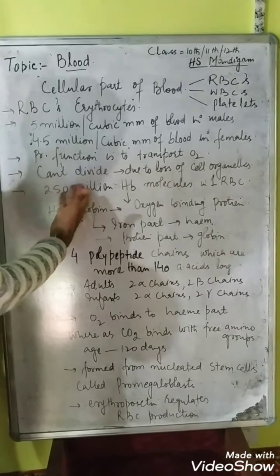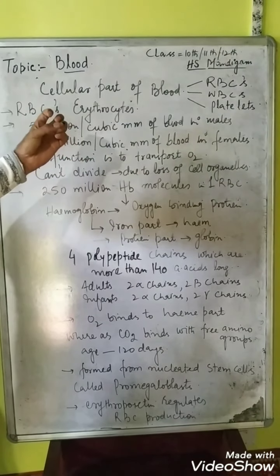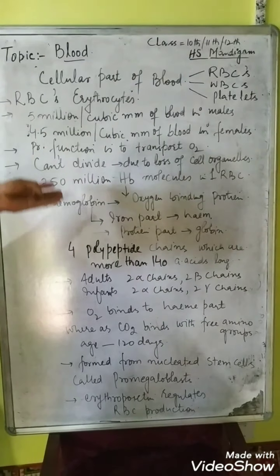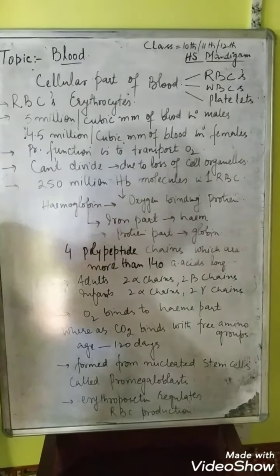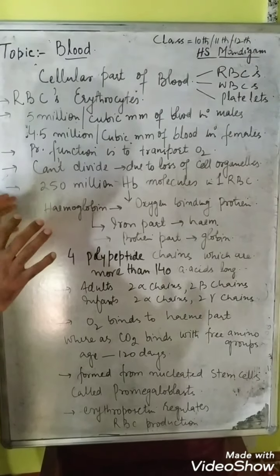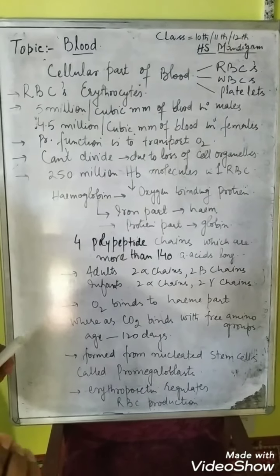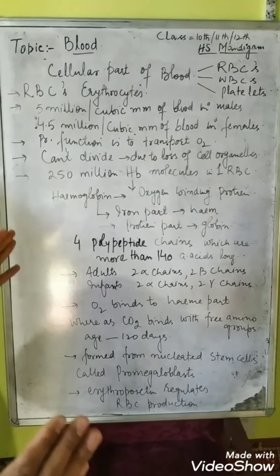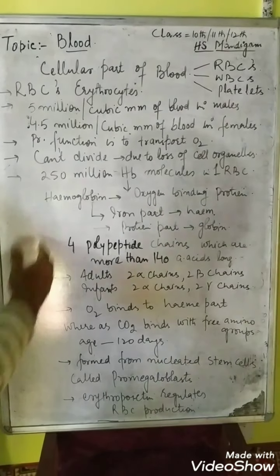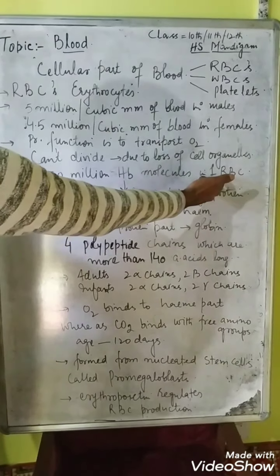And these RBCs cannot divide. Due to the loss of cell organelles like the nucleus, mitochondria, ribosomes, and other cell organelles, they are not able to divide. They attain the shape of a biconcave disc. That's why it becomes easy for the RBCs to flex and move through the blood capillaries, and even very fine blood capillaries, they can move easily. Now there are around 250 million hemoglobin molecules in one RBC.